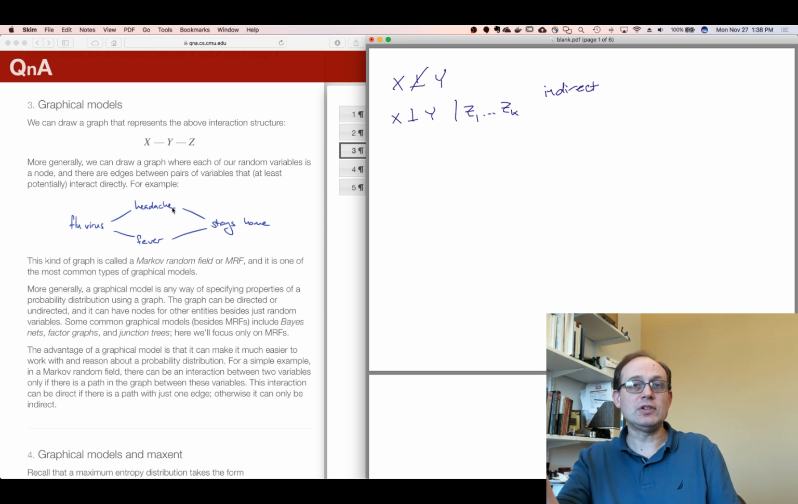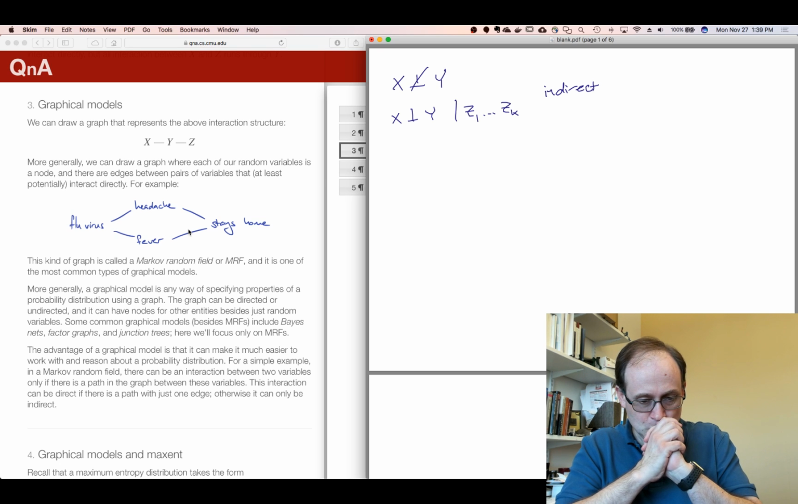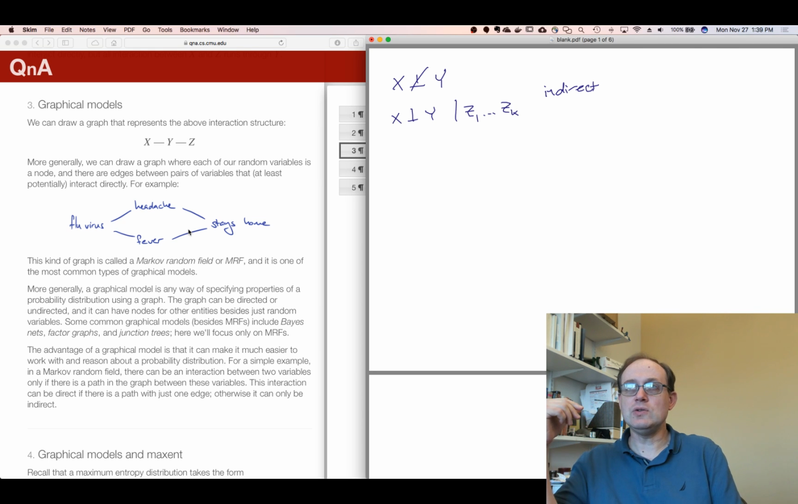So in general, a graphical model is any way of using a picture to describe properties of a probability distribution. So here, the property that we're describing is direct versus indirect interactions. And so the advantage of doing this sort of thing is that if you have a graphical model, you can use it to reason very simply about the properties that it represents, right? So it's very easy to look at this and decide which variables interact directly or indirectly. And that's a task that's made easier by having this picture.